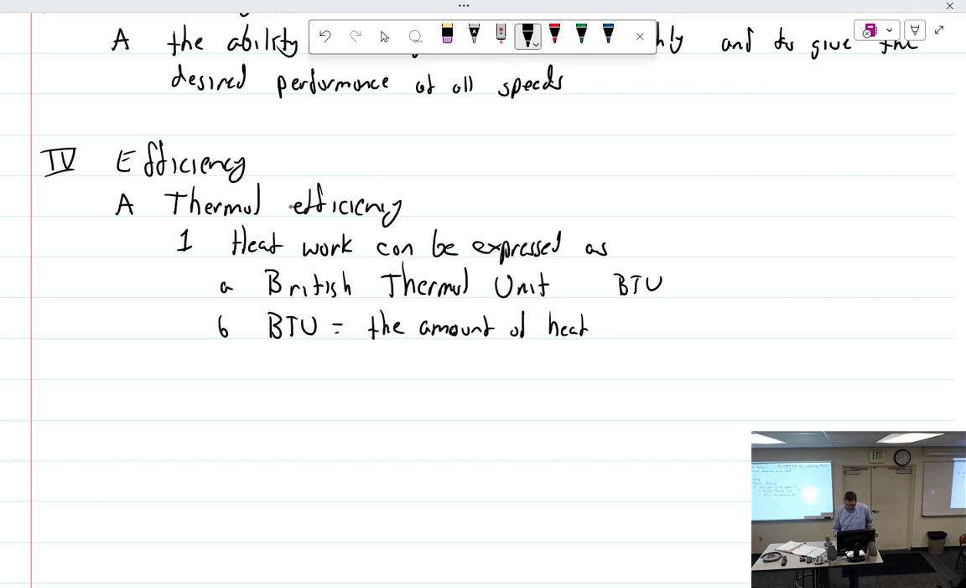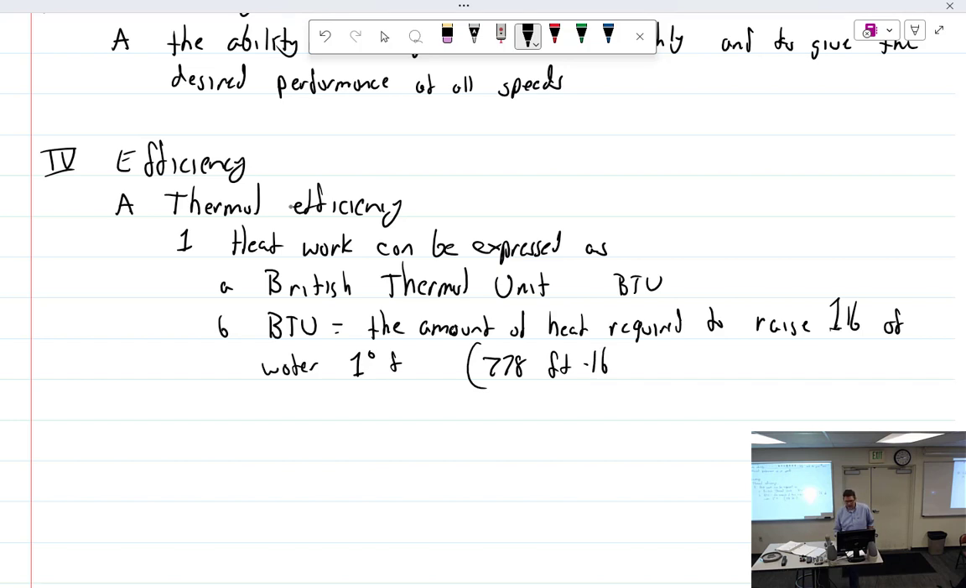The amount of heat required to raise one pound of water one degree Fahrenheit. Also known as 778 foot-pounds of work. That number is going to come in handy for us here. Well, not handy, but you're going to see it again.